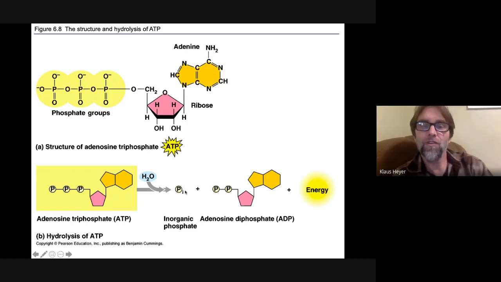And then later on, we're going to put this P back on. We're going to attach it. We're going to reattach it and make more ATP. And of course, that P is going to break off again, and then we'll reattach it later.